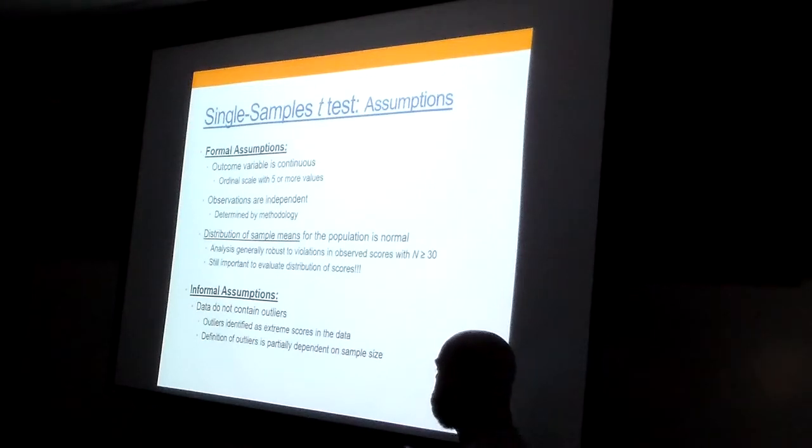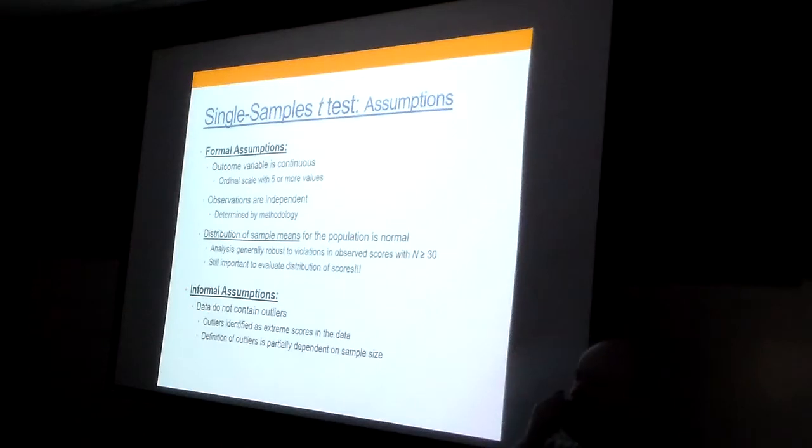And then this is the big one that we often start to go through and screen. Statistically we say that our distribution of sample means for the population should be normal. Rosie, tell me what this is about.